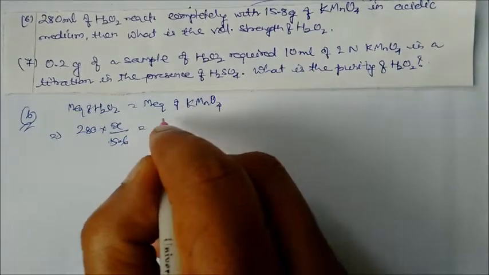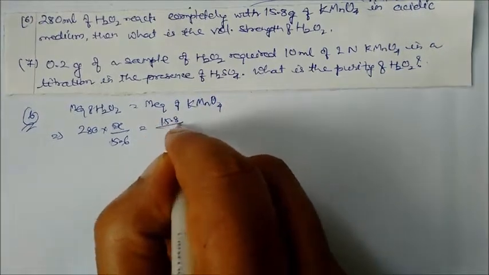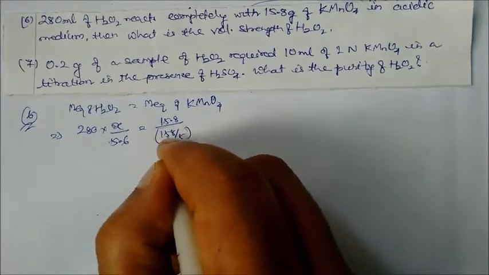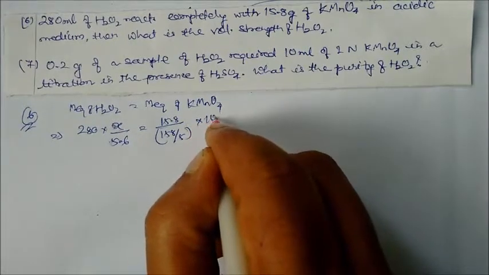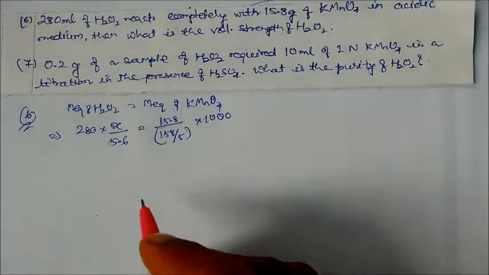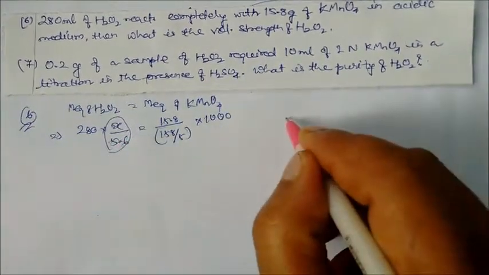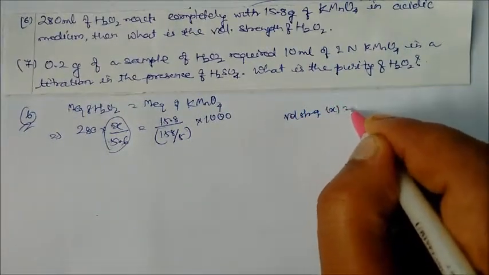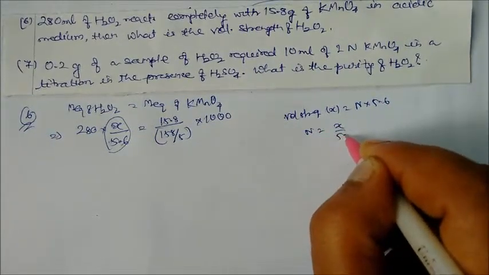So this will be your milli equivalent of H2O2. Milli equivalent of KMnO4 is how much? So again write here 15.8 gram and divide by 158 by 5, because in acidic medium the n-factor of KMnO4 is 5. So again we multiply by 1000. So it is given here. So why are we taking this value? We know that the volume strength is equal to, suppose you are taking x, normality into 5.6. So here normality will be x by 5.6. So we are putting directly this value.